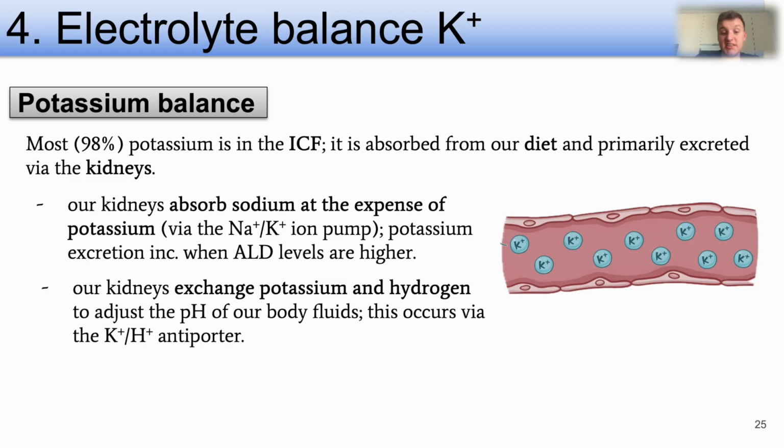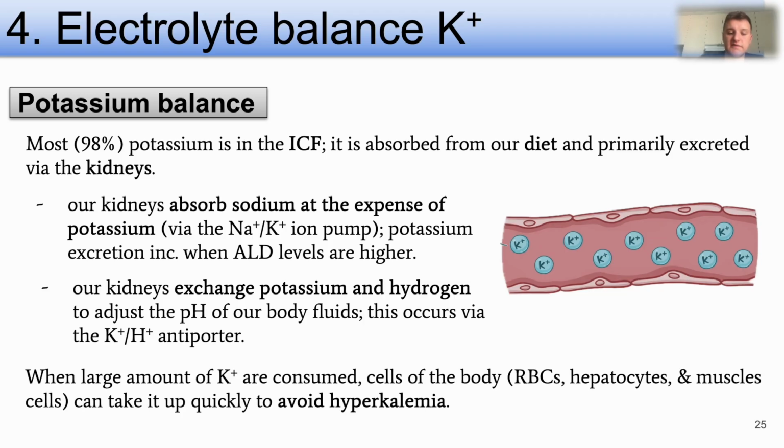Our kidneys exchange potassium and hydrogen to adjust the pH of our body fluids, and this occurs via the potassium-hydrogen antiporter, right? This is a transporter. And when large amounts of that potassium is consumed, cells of the body, the red blood cells, the hepatocytes, the muscle cells, they could take up that potassium and avoid hyperkalemia, right? Hyper, a lot, kalemia, potassium, because the first letter of potassium in the periodic table, it's K, right? So hyperkalemia.